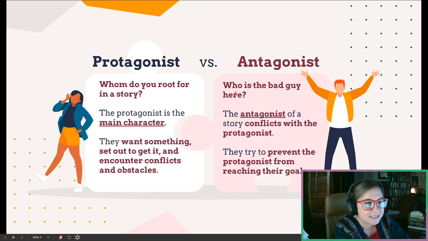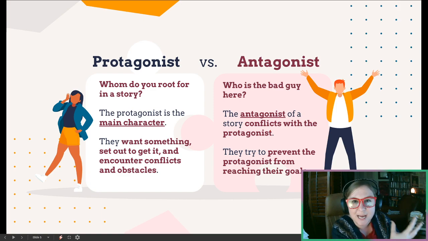An antagonist, oftentimes we think of them as the villain or the bad guy, but that's not always the case. Our antagonist conflicts with the protagonist. All the goals that the protagonist is trying to meet, they're working against. Everything that the protagonist is trying to do, they are trying to prevent.